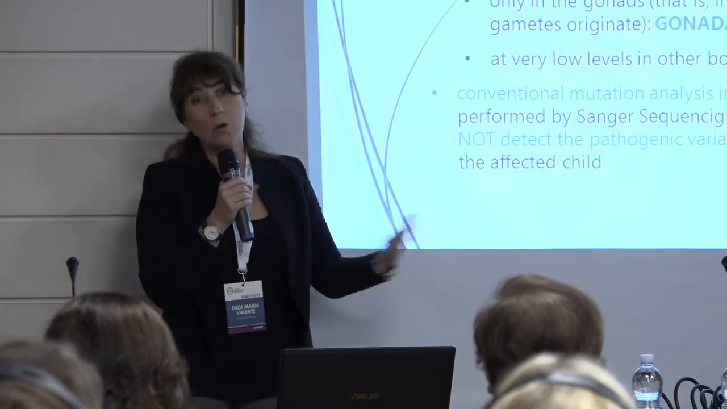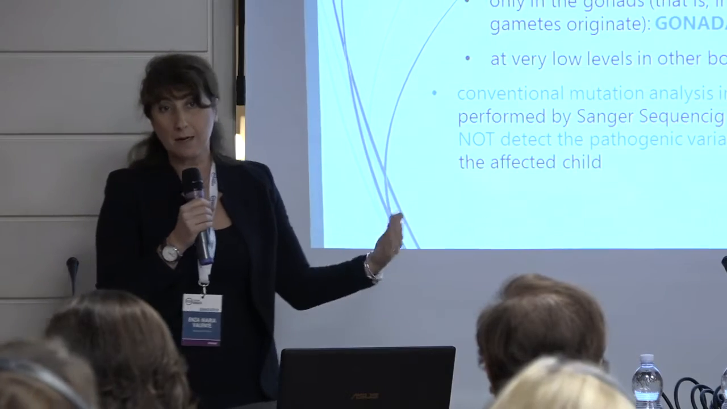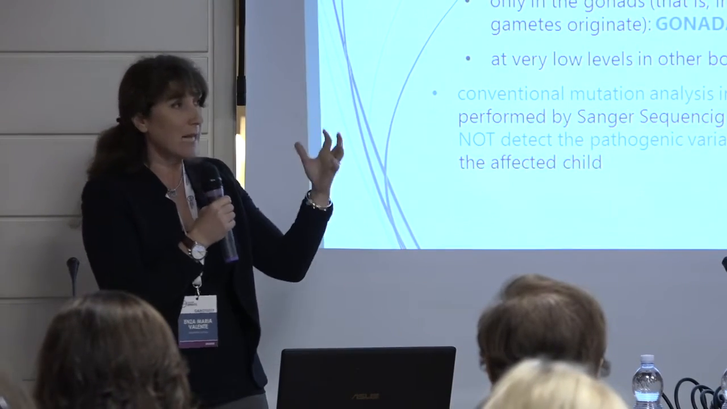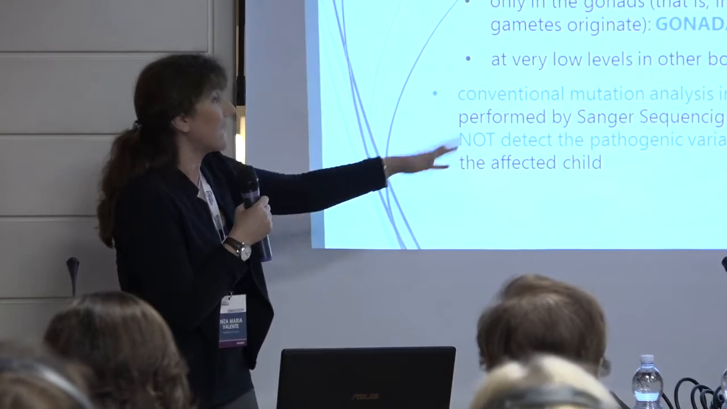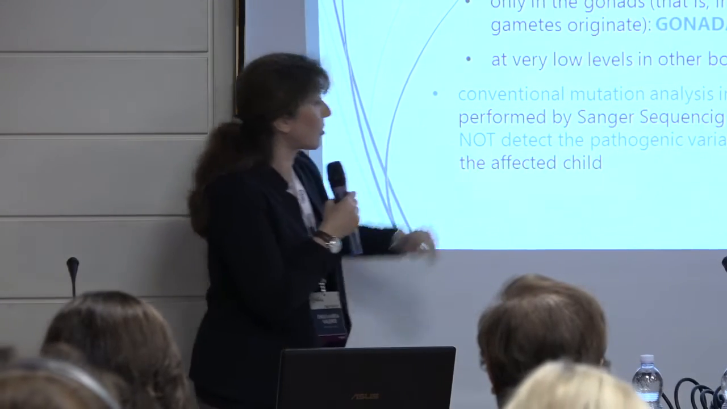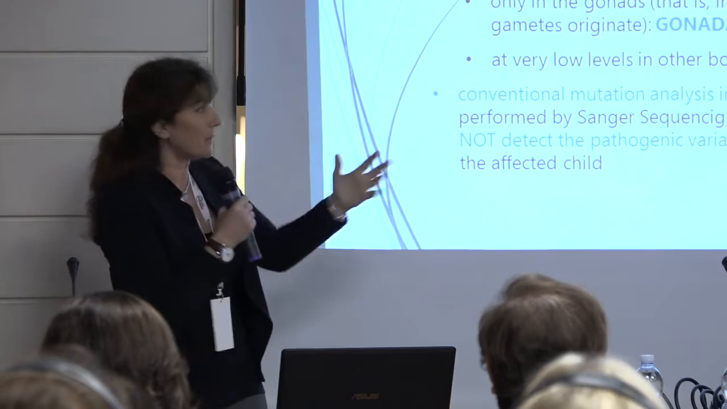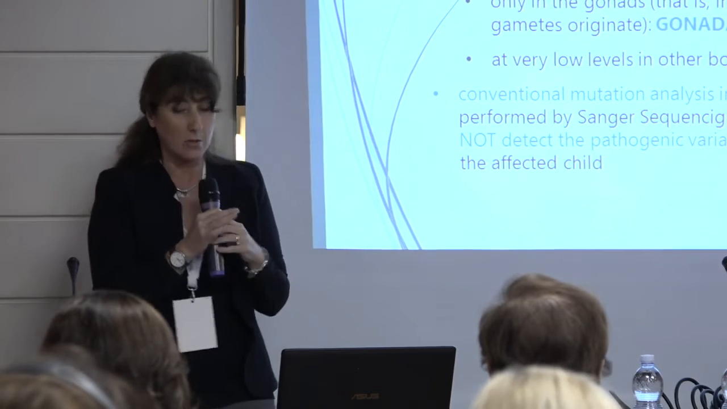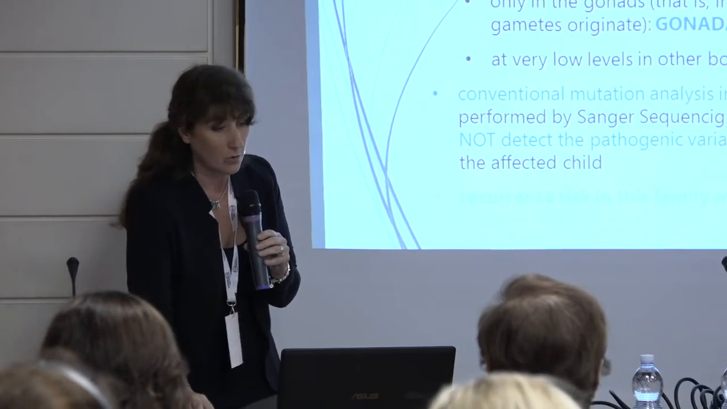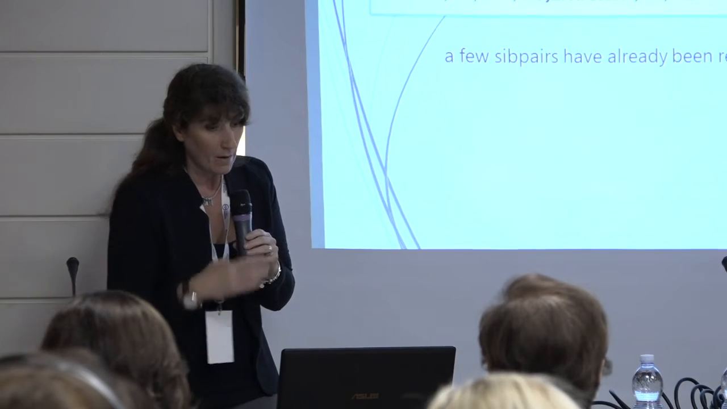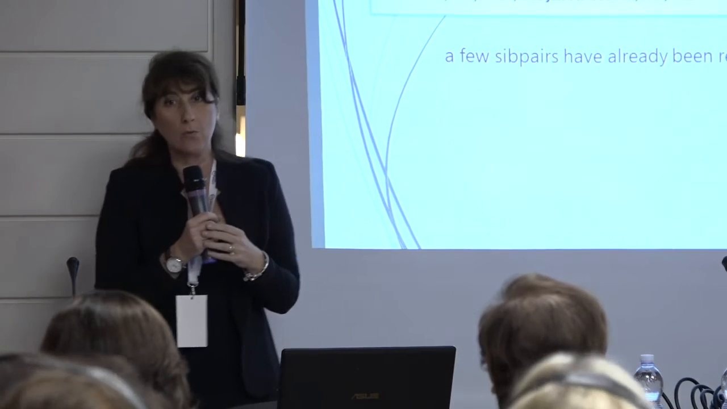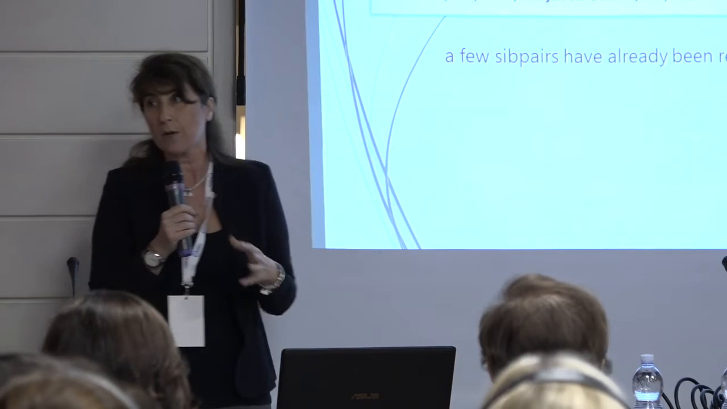If in one of these cases we can find the mutation in the first child, and then we verify the same with the parents, just with the normal standard sequencing method, starting from peripheral blood, then we can't find the mutation in the parent. So this is the so-called Sanger sequencing on DNA, and we will not detect the pathogenic variant, and it suggests a de novo occurrence in the affected child.